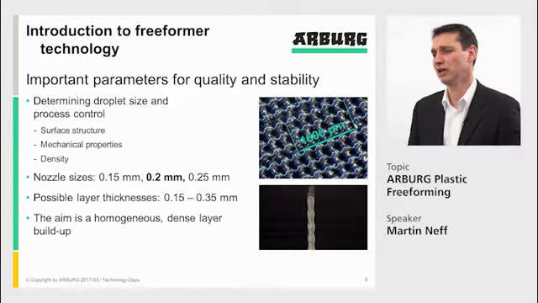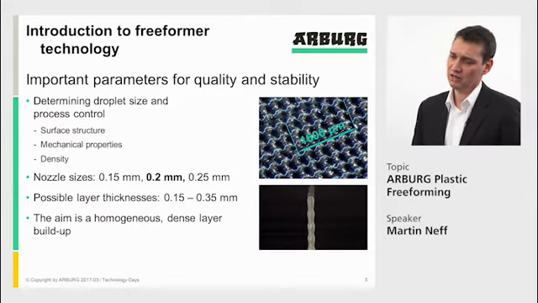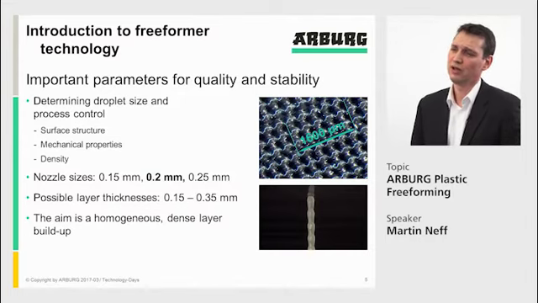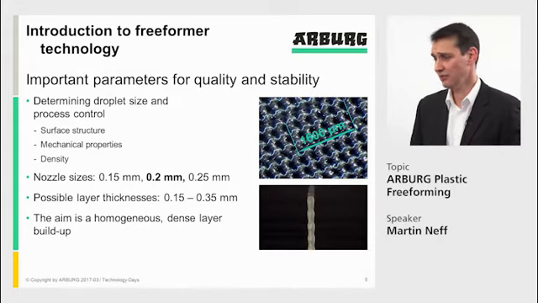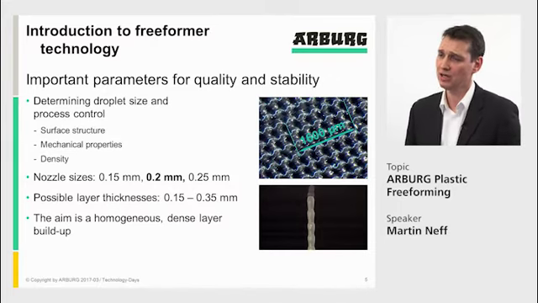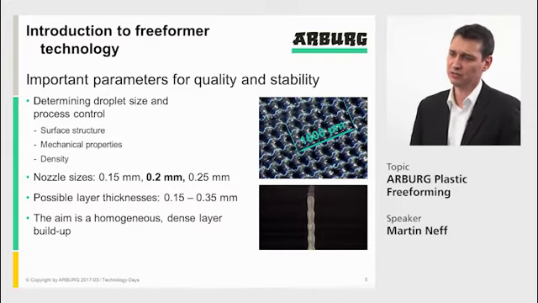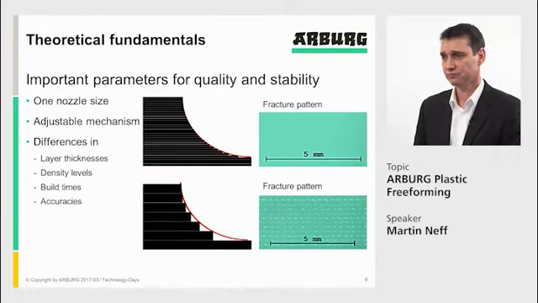As possible layer thickness, we have a minimum right now of 140 microns, and 350 microns as maximum. The aim is creating a homogeneous dense layer, as you see in the right-hand corner picture. And for that, we have different nozzle sizes available, so that gives us a broad variety. We are talking in the slides which are following now about the middle-sized nozzle, the 0.2 millimeter nozzle.